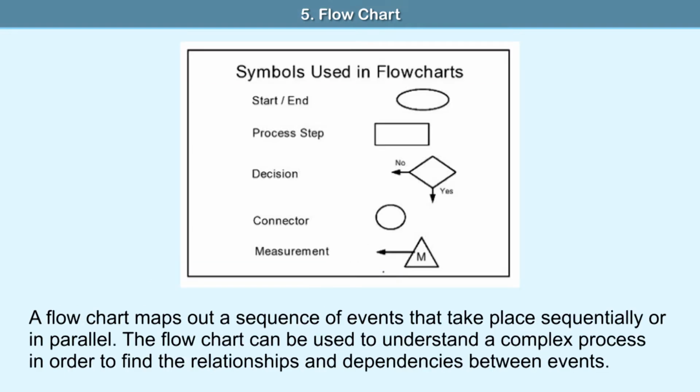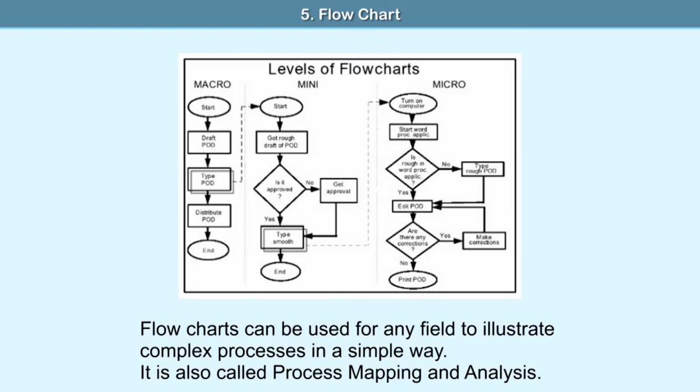The next tool is the flowchart. The tool maps out a sequence of events that take place sequentially or in parallel. The flowchart can be used to understand a complex process in order to find the relationships and dependencies between events. Flowcharts can be used in any field to illustrate complex processes in a simple way. These are also called process mapping and analysis.